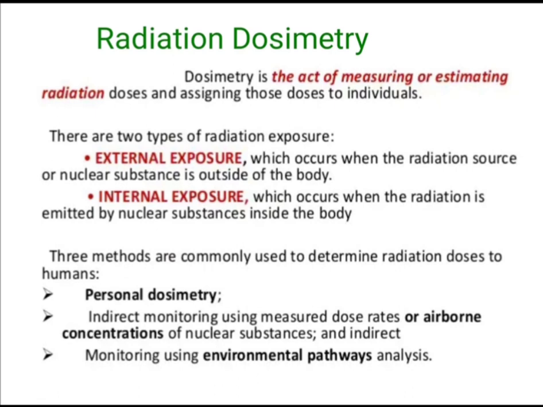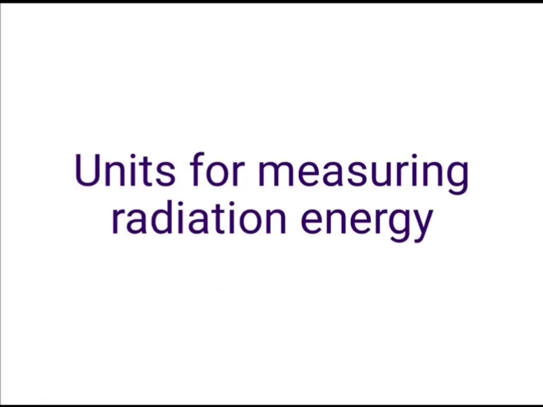And here are 3 methods which are commonly used to determine the radiation doses absorbed by human beings. So the first one is personal dosimetry, then the second one is airborne concentration measurement, and lastly the environmental pathways analysis. So we will see first the units for measuring the radiation energy.